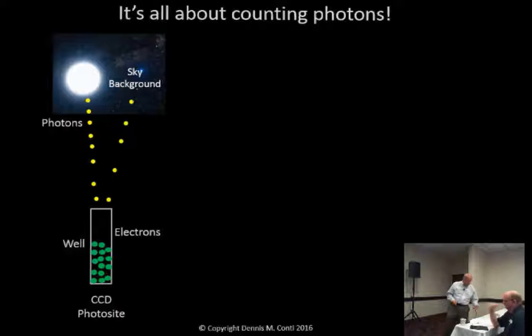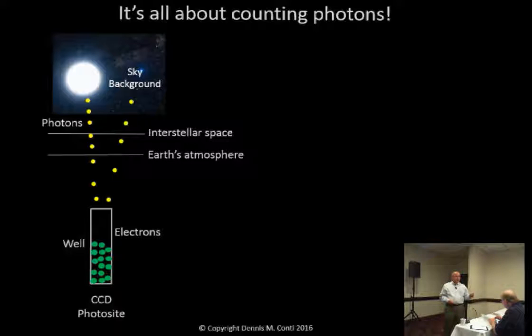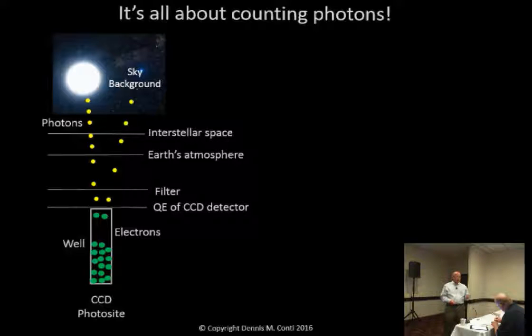But we've got a couple of things happening. We've got interstellar space dust, which is going to knock off some of the photons. We've got Earth's atmosphere, which is going to knock off a bunch of photons. We've got our filter, which knocks off a bunch of photons. We've got the quantum efficiency of our CCD detector, which knocks off a bunch of photons. And finally, we've got photons that enter what we call the well of our CCD photosite.